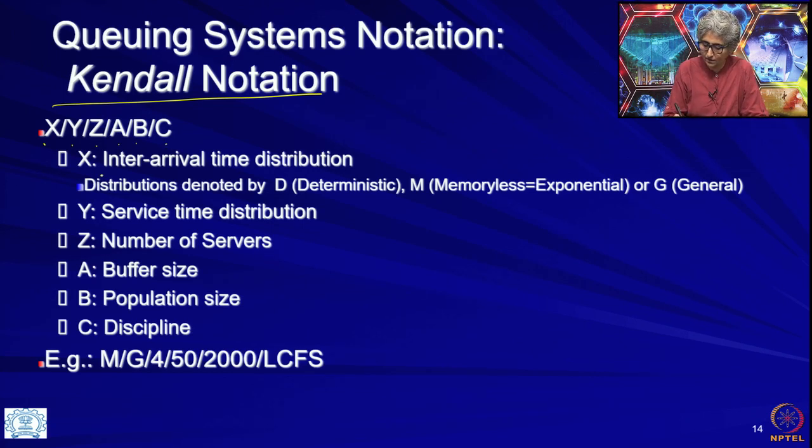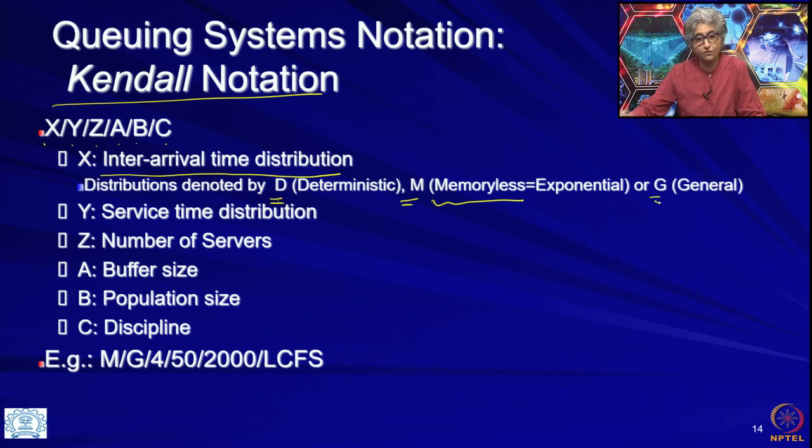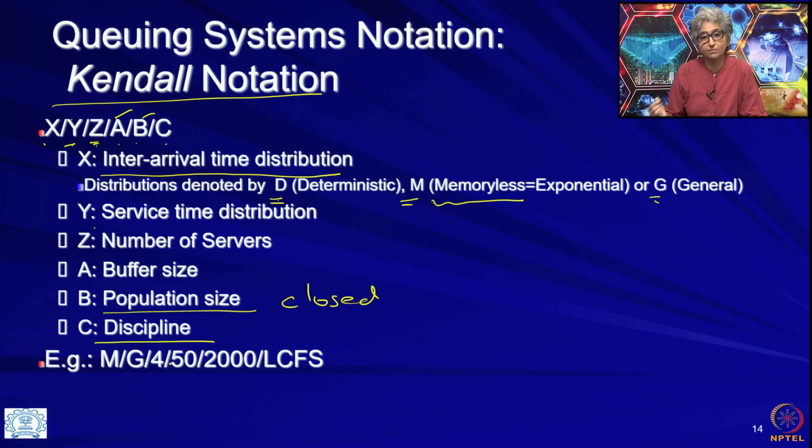The first one is about the inter-arrival time distribution, and these distributions that I just talked about are denoted by D for deterministic, M for exponential, because exponential is something called memoryless, and I am going to go into this in the next lecture, or G for general, which means we are not making any assumption. The next spot denotes the service time distribution, using the same symbols. Then comes the number of servers, and then the buffer size. Next is the population size, which is for closed systems only. And the last thing is the discipline.